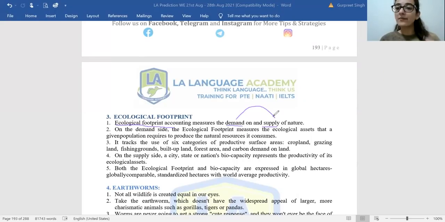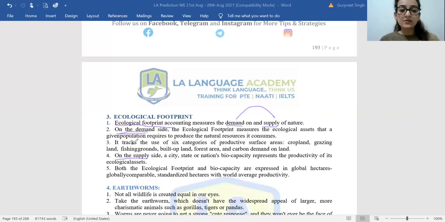Then we'll pick them up one by one, saying on the demand side, the ecological footprint measures the ecological assets that a given population requires to reduce the natural resources it consumes. Again, it's not important to understand what the demand side means. First we see that we have both demand and supply. And we have sentences in which we say on the demand side, on the supply side. So that should be our first sentence having both the elements. Then demand is written first, so first it will be explained. That's the writing style that we commonly follow. So on the demand side, this happens.